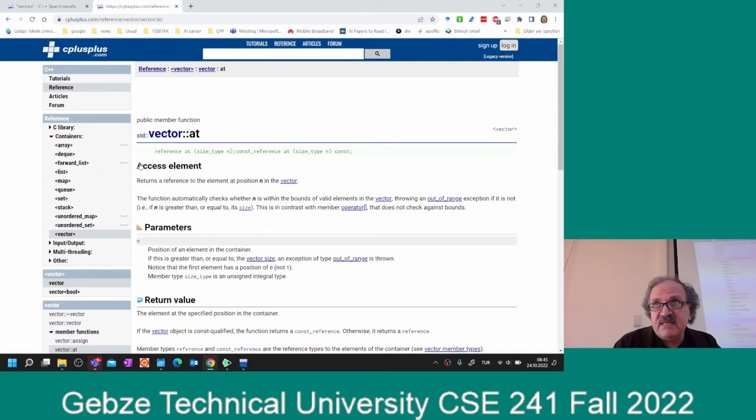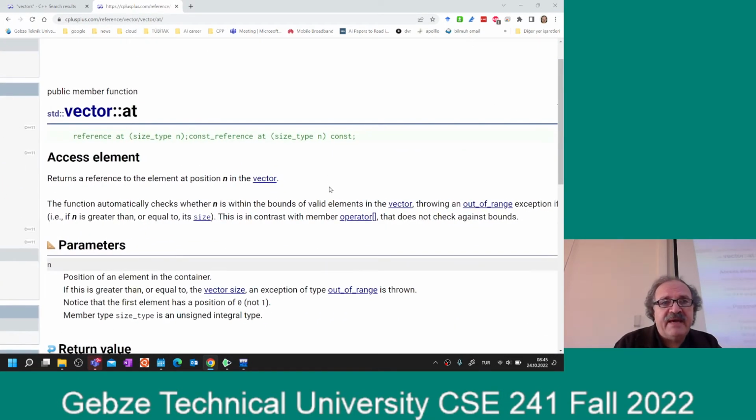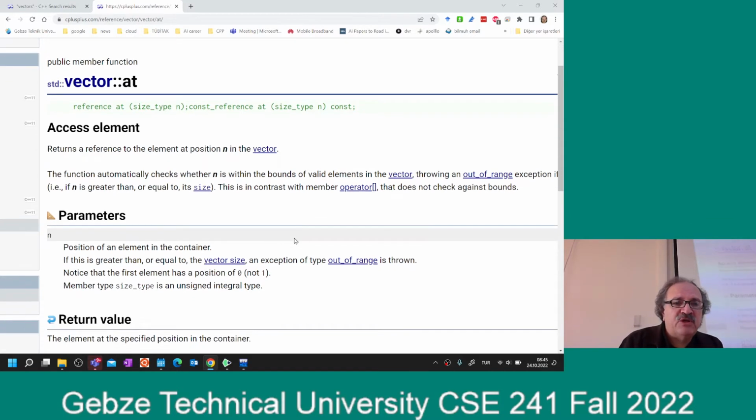The difference between them, yes. I think at checks the index first. Exactly. At returns a reference to the element, but it checks if the index is within the size limits of the array. So if I have 100 elements in it, when I say index 150, you will not get any errors from the runtime system, any feedback.